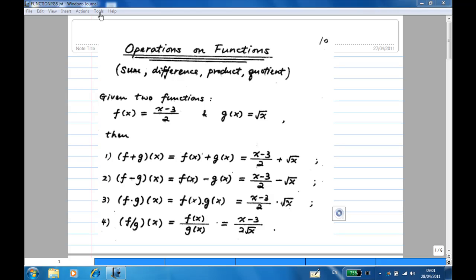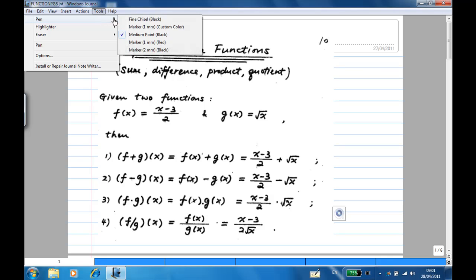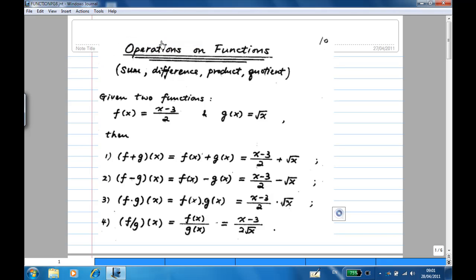This video will show you how to create a new function from an old function. In particular, we can talk about the sum, difference, product, and quotient of functions so that you can create new functions. And we can also do composition, which we will see later.